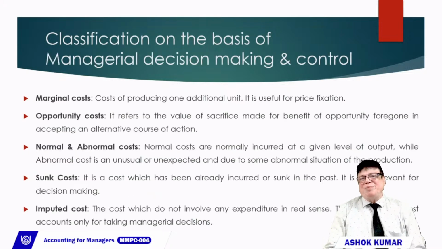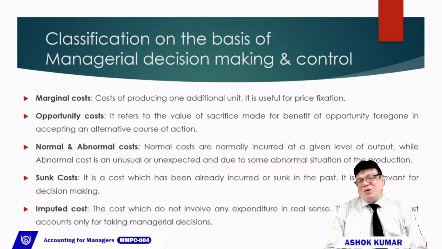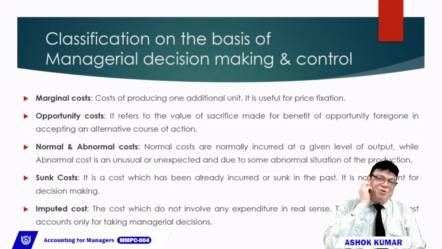Now classification on the basis of managerial decision making and control. Marginal cost. What is marginal cost? Marginal cost is the cost of producing one additional unit. It is useful for price fixation. It is used for price fixation. So marginal cost is the cost of producing one additional unit.